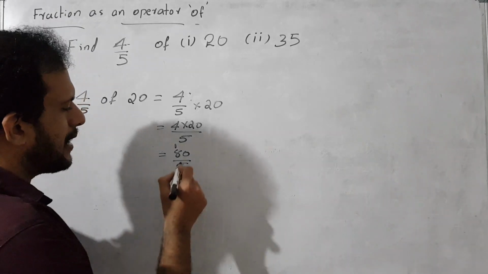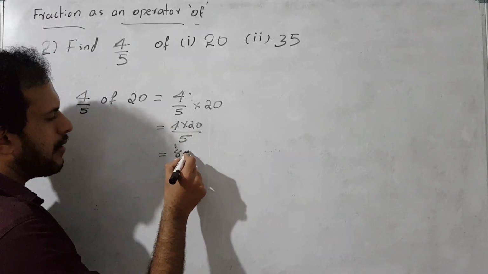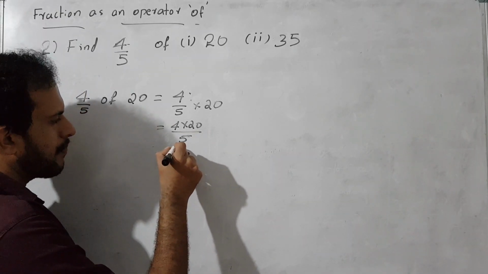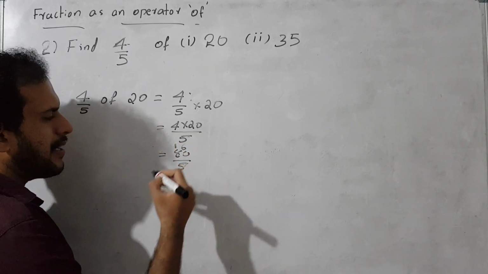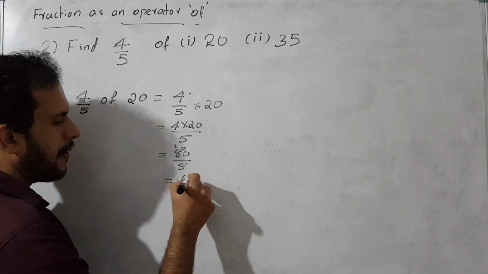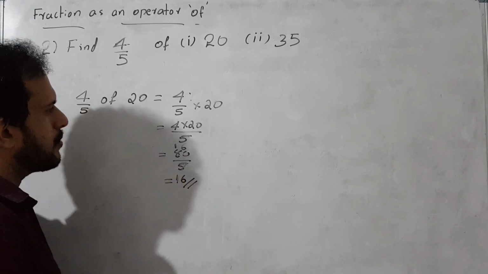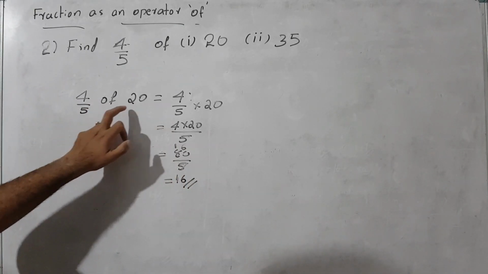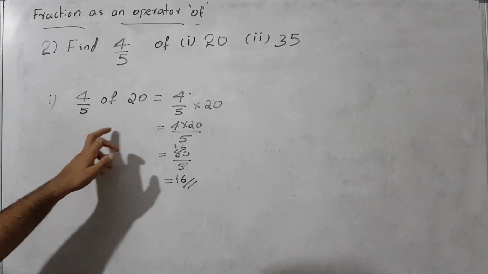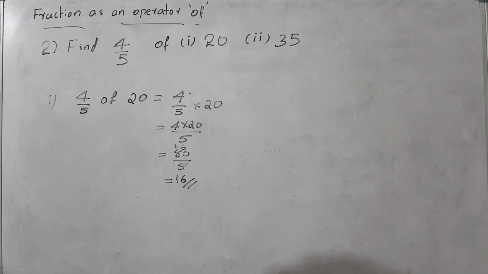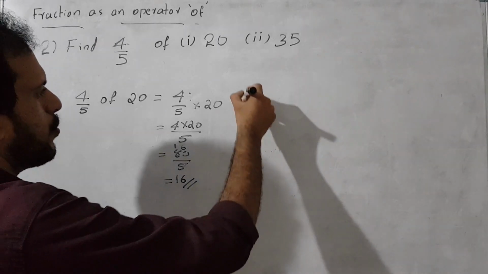30. Then 30 divided by 5. What is 30 divided by 5? It is 6. So what is the answer of 80 divided by 5? 80 divided by 5 is 16. What is the answer? 16. That means 4/5 of 20 is equal to 16. Okay. Next we do the second one.